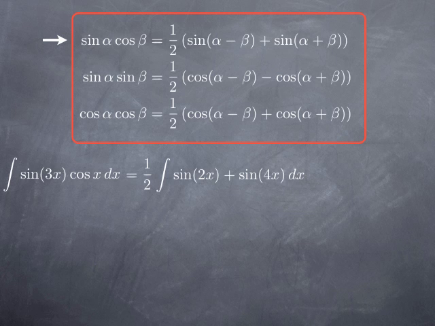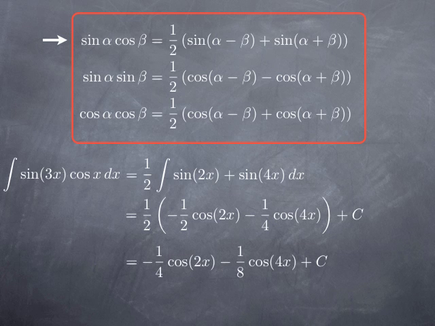Can pull out the 1/2 and then integrate just sine of 2x, whose antiderivative is negative 1/2 cosine 2x, and then sine of 4x, whose antiderivative is negative 1/4 cosine 4x. Multiplying things through, we just get negative 1/4 cosine 2x minus 1/8 cosine 4x, all up to a constant.